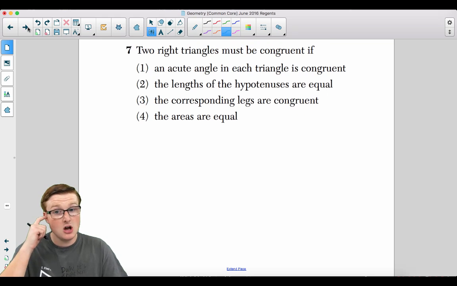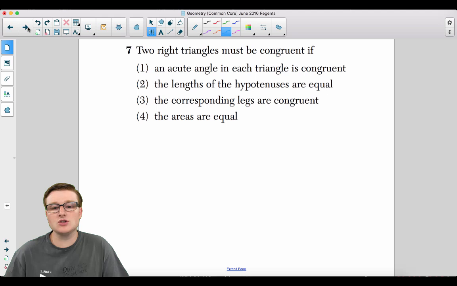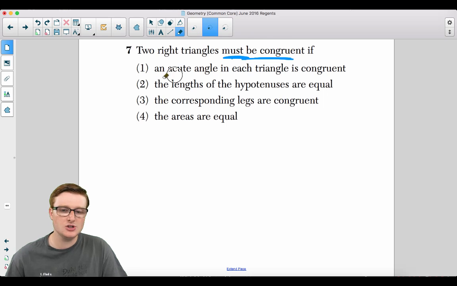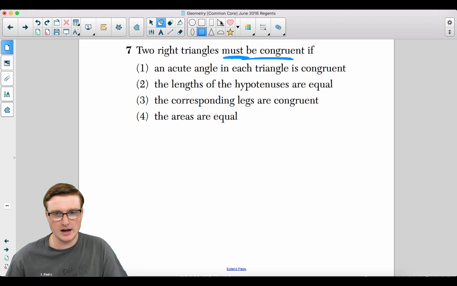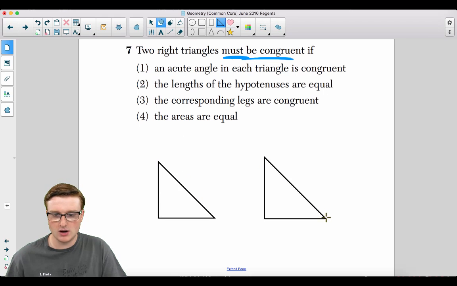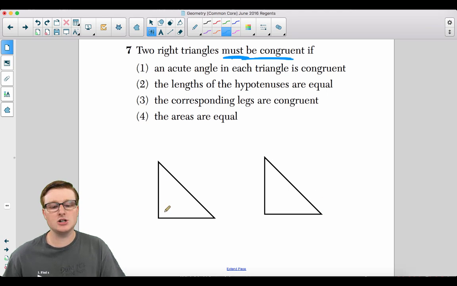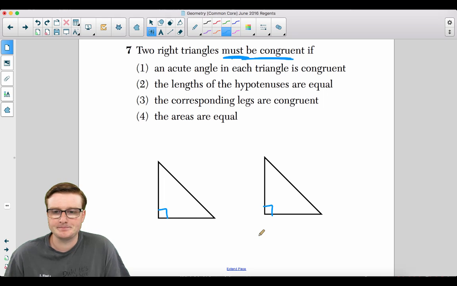All right. Number 7. This is a good question. Two right triangles must be congruent. Keyword there is must be congruent if what? Okay. So we have two right triangles. How do we know that this triangle is congruent to that triangle? Well, it says here, choice 1, an acute angle in each triangle is congruent. Does that prove congruency? No. That would prove similarity by angle. So this proves triangles similar, not congruent.